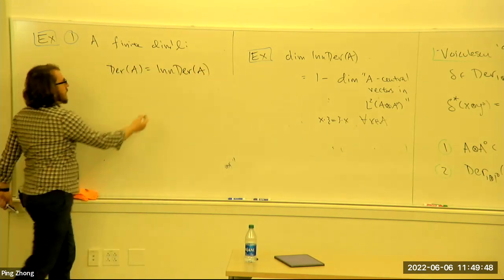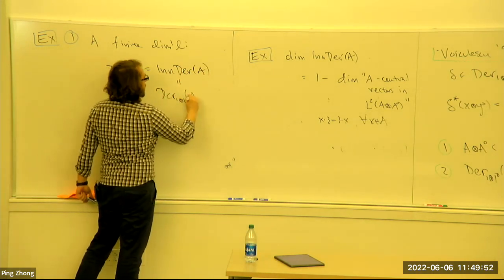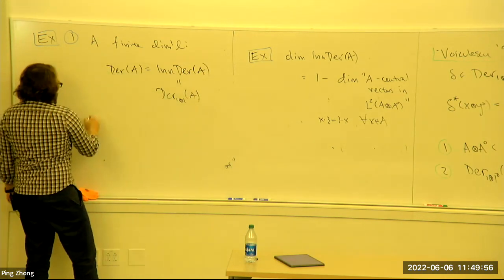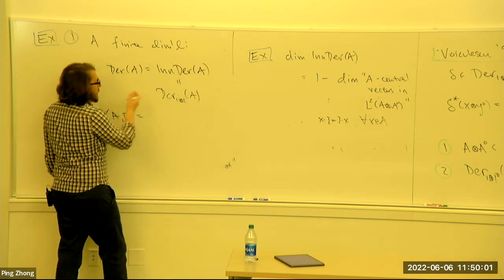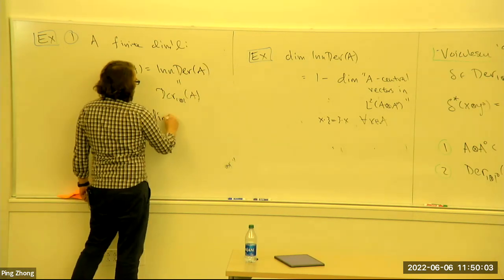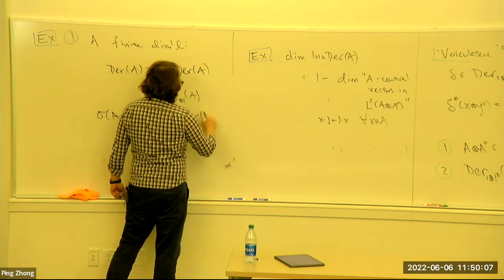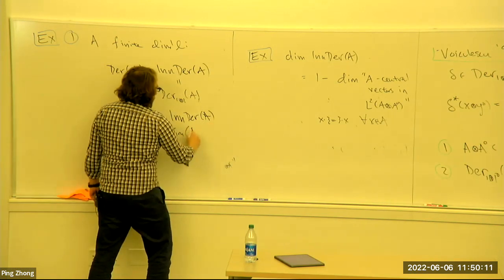And in particular, then our special class der1 tensor 1 will also always be given by these inner ones. And so sigma of A in this case is the dimension of the inner derivations we computed here. And it's 1 minus the dimension of the A central vectors.